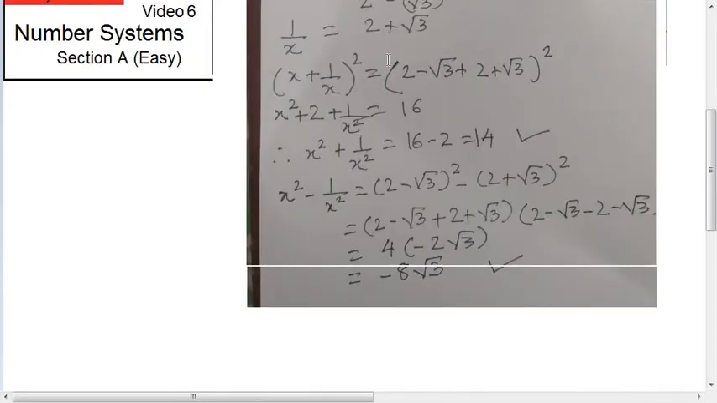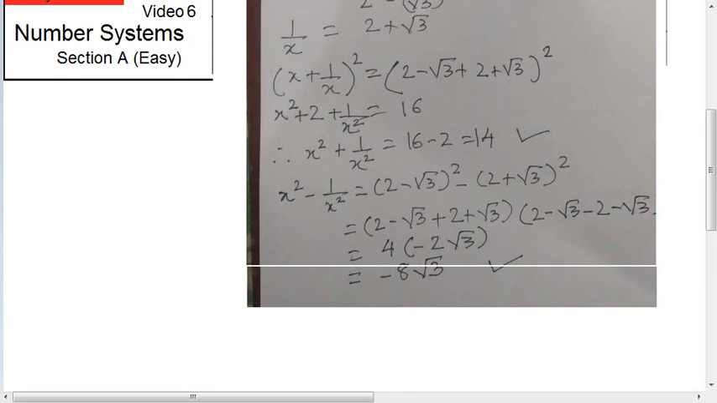Now x plus 1 by x the whole square equals 2 minus root 3 plus 2 plus root 3 the whole square. So minus root 3 plus root 3 gets cancelled. So this becomes x square plus 2x into 1 by x plus 1 by x the whole square equals 16. So on this side you get x square plus 1 by x square equals 14.